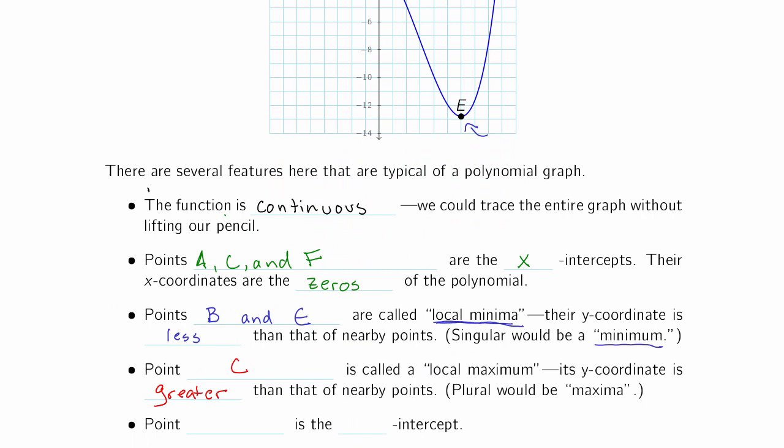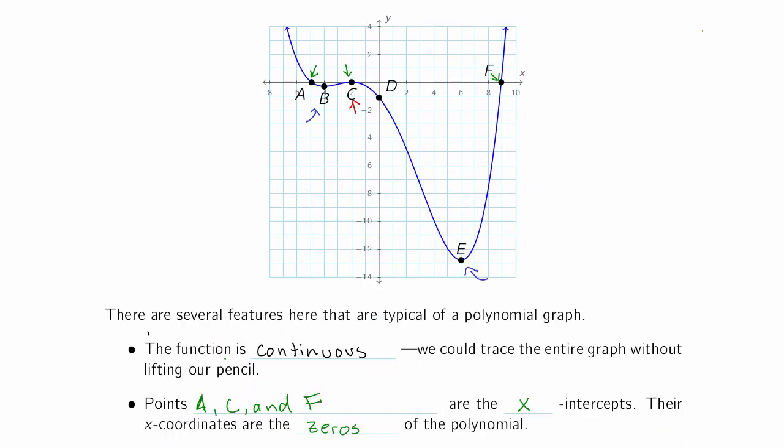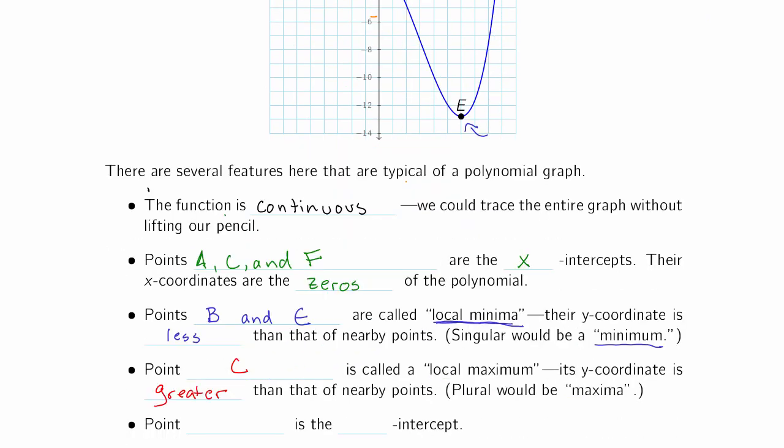And then a feature that we see on almost every graph of a function that's real easy to find is point D here, the y-intercept. The y-intercept, that's just where x is 0. We can always find that. Just throw in x equals 0, see what happens.